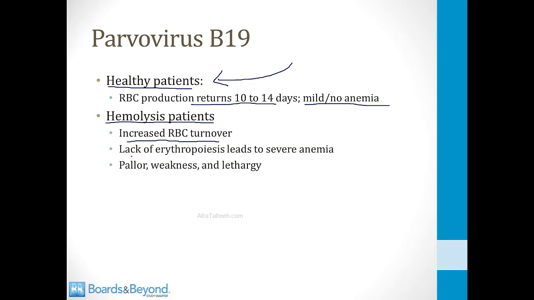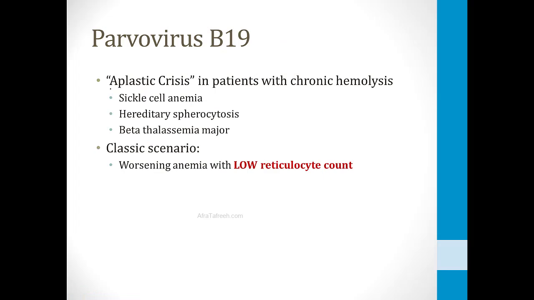So in this circumstance, the lack of erythropoiesis in the setting of a B19 infection can lead to severe anemia, and these patients can develop pallor, weakness, and lethargy, all signs and symptoms of a marked anemia. This is sometimes referred to as an aplastic crisis in patients with chronic hemolysis. B19 is classically taught as complicating sickle cell anemia, but it can also complicate hereditary spherocytosis or beta thalassemia major.